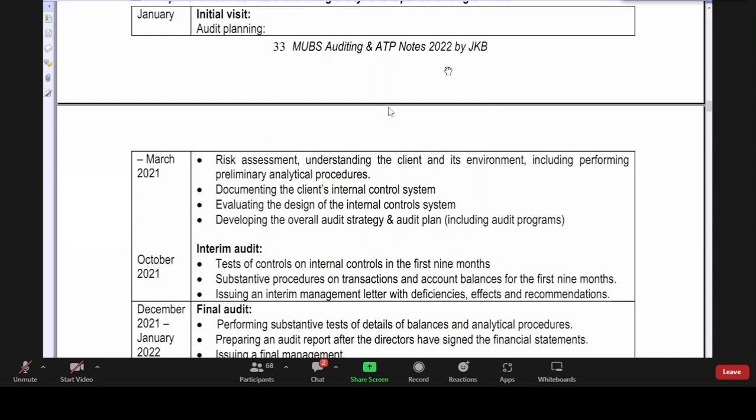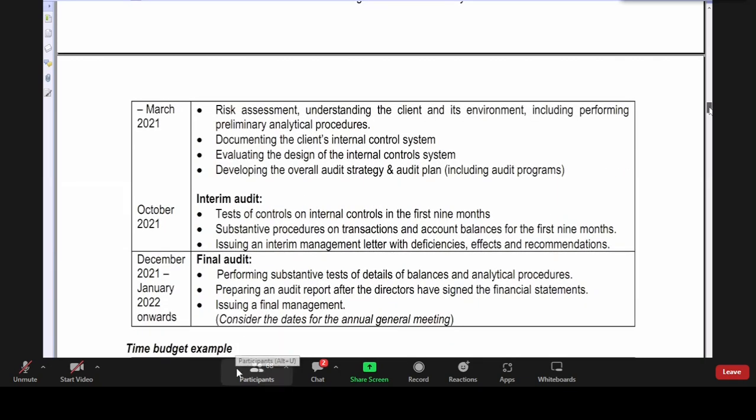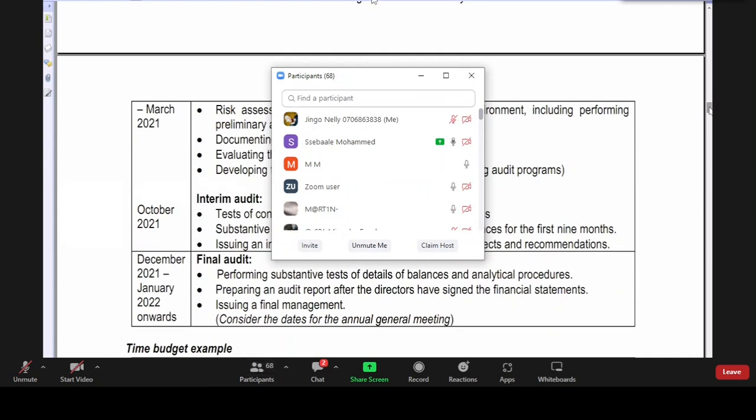Sir, excuse me, it means an interim audit is an audit done before the period end? Pardon? An interim audit, in short, is an audit before period end. Yeah, but that's where most of the work is done, Edwin. Any other question? In brief, it is a preparatory audit. Yeah, it's a preparatory audit.